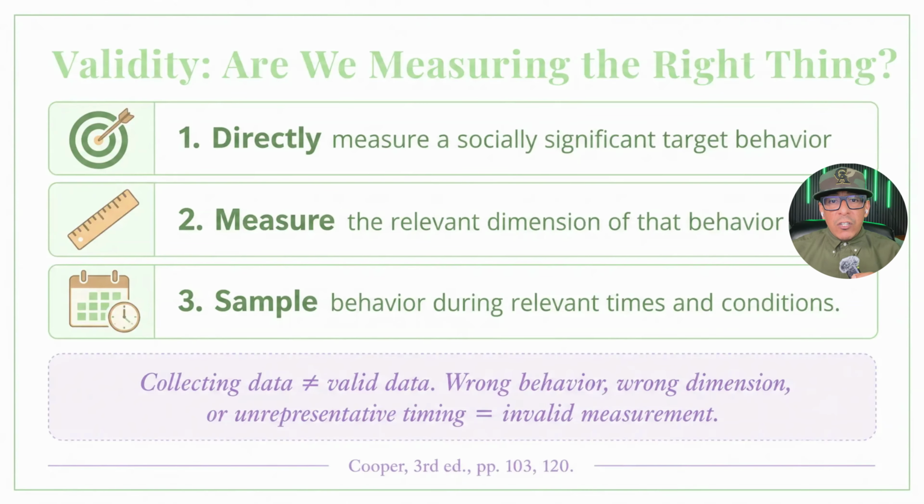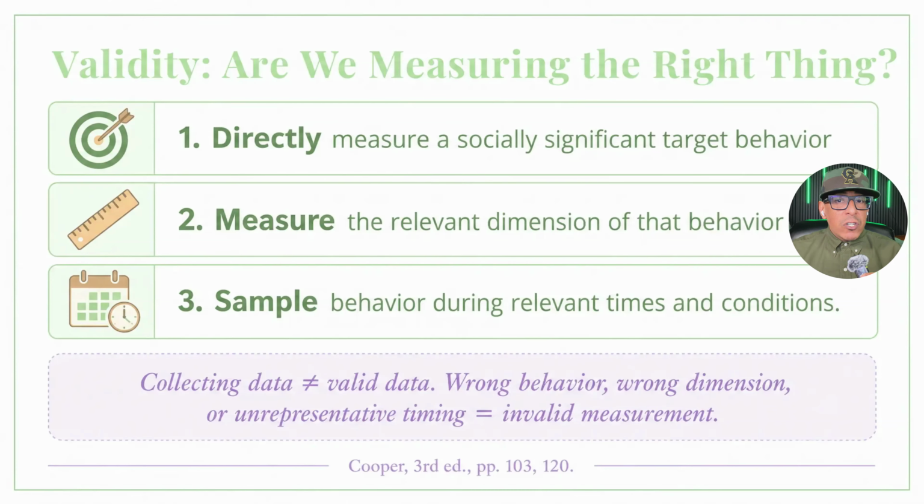First, the procedure should directly measure a socially significant target behavior. Second, the procedure should measure a dimension of the target behavior that is relevant to the question or concern. Third, the data should represent the behavior under the conditions and during the times most relevant to the reason for measuring it. That means a measurement procedure is not valid just because someone collected numbers.